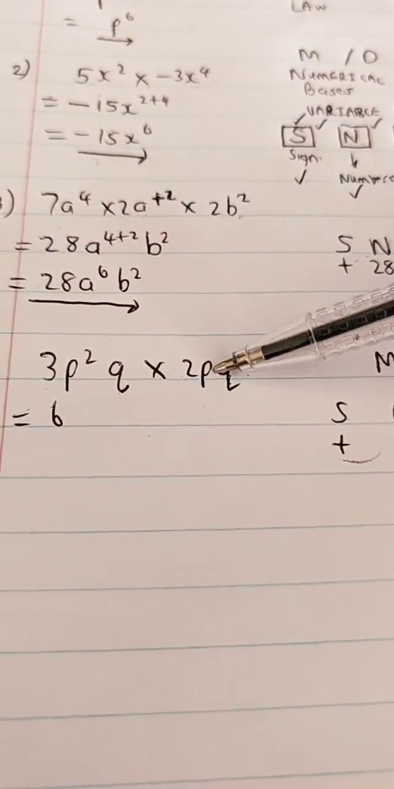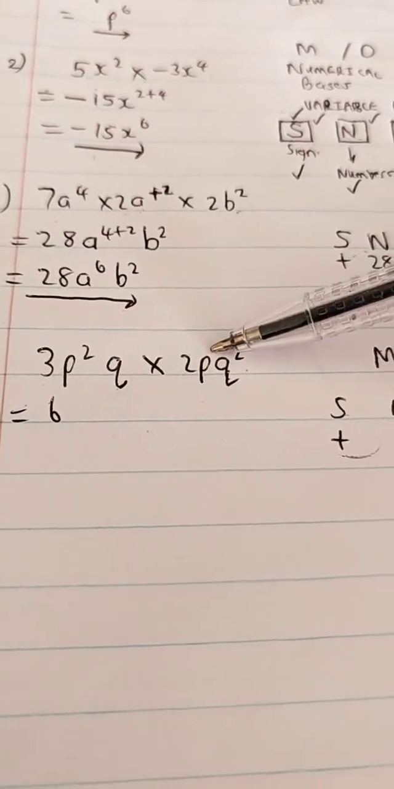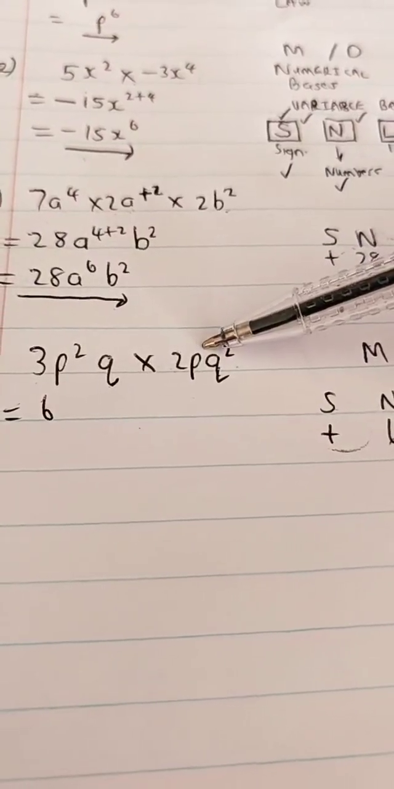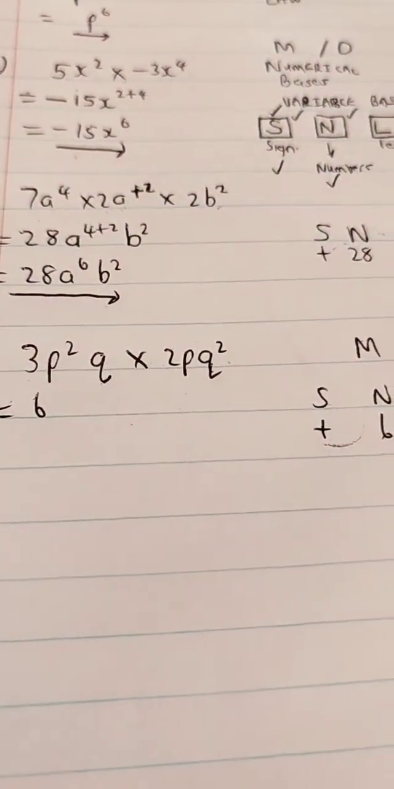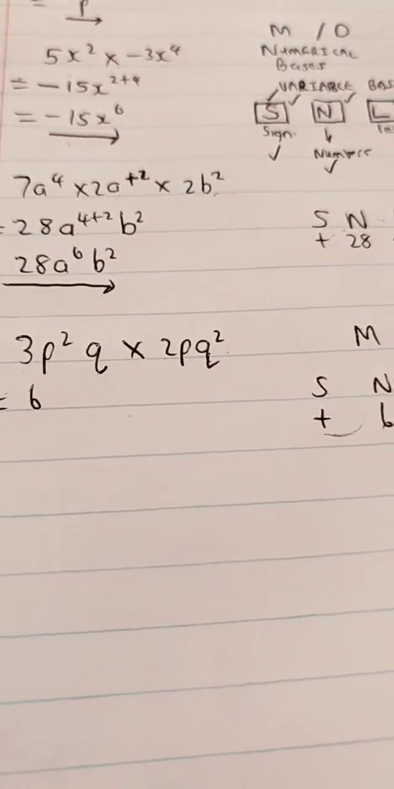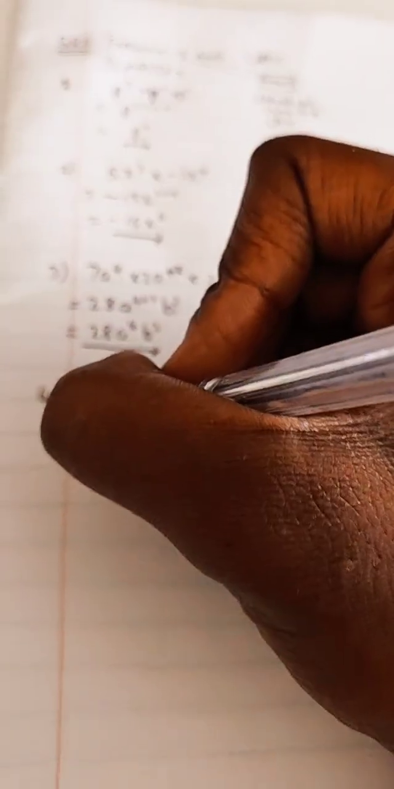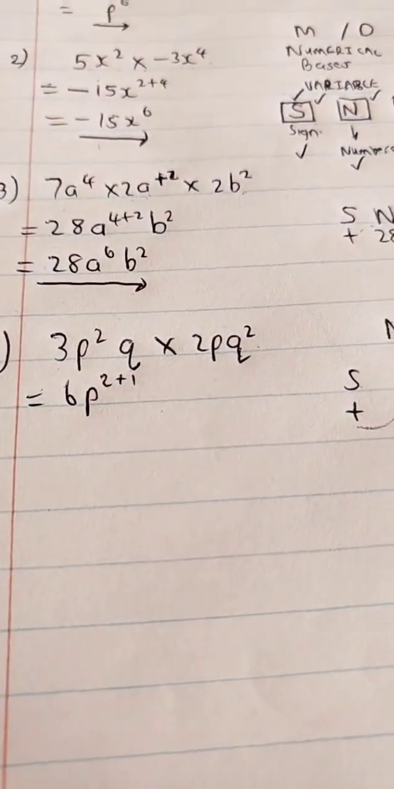P squared times p. Remember, guys, I said that there are ghost exponents here. So, for instance, p has an imaginary hidden ghost there, an exponent for p that we do not see. Because we don't see that, we sometimes fail to add that exponent. Thank you, No Pinky. It's p to the power 1. So here we say p to the power 2 plus 1. We add that hidden exponent.